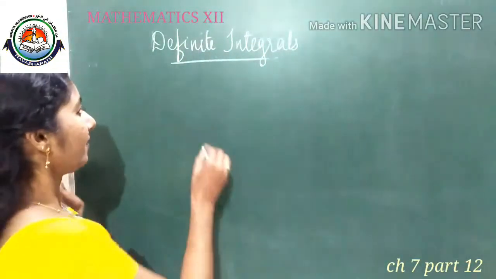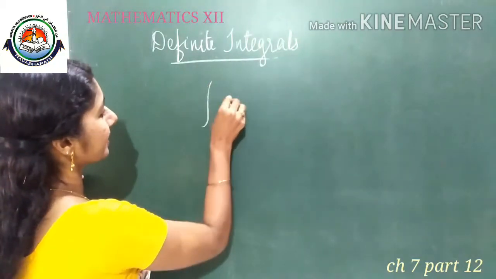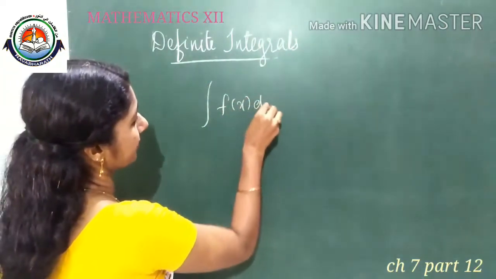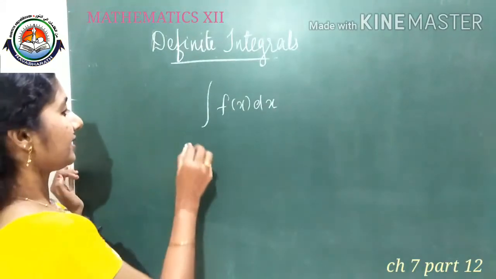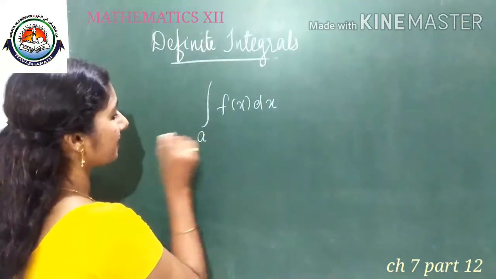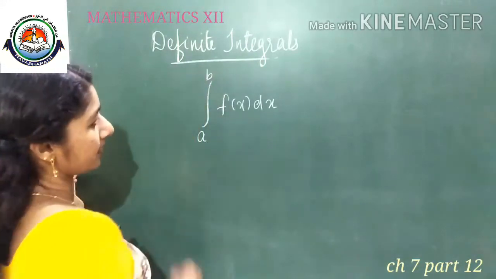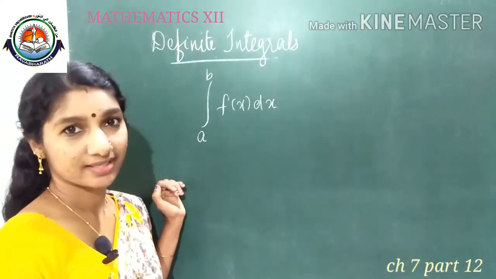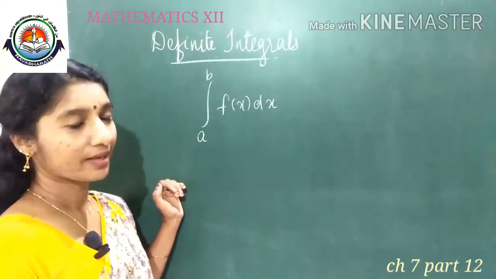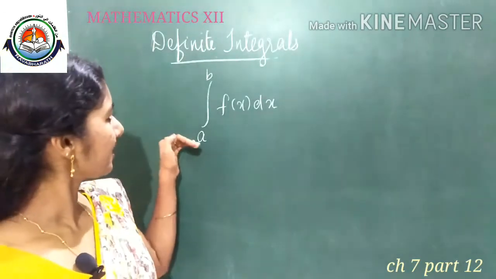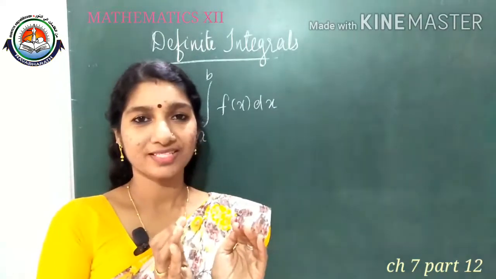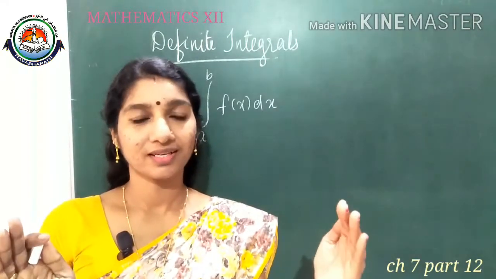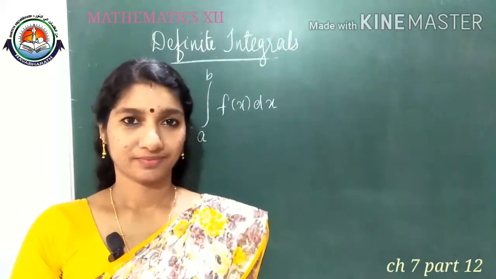Here one integral is given like this, integral f of x dx. And for definite integral, it is denoted like this, integral from a to b f of x into dx. Okay. And what is a to b? That means that function f of x in a closed interval a, b.